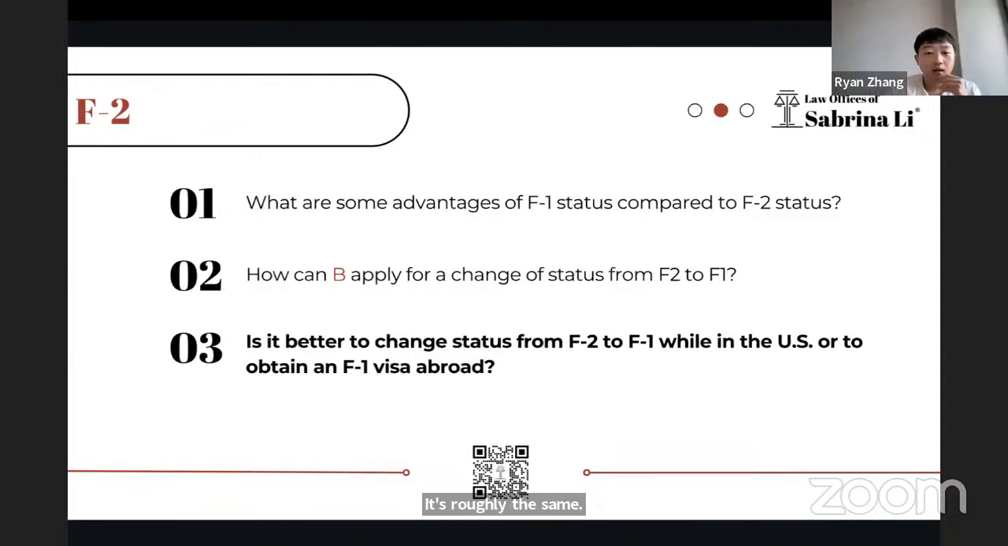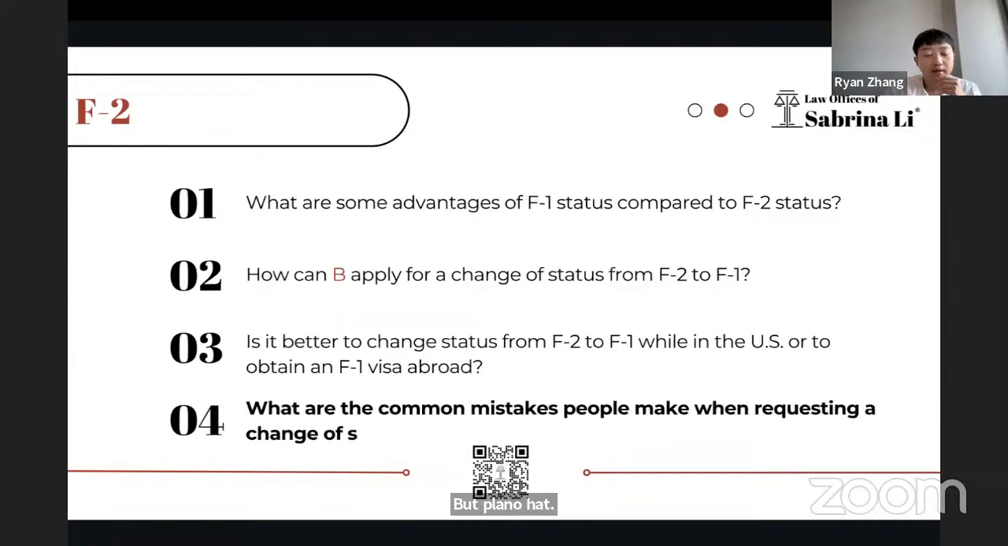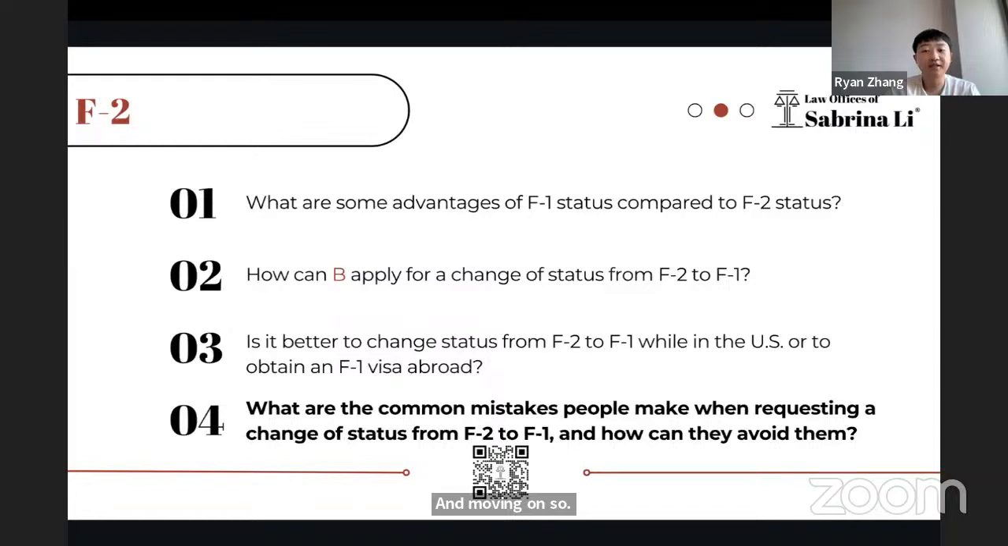For sure. Absolutely. And moving on. So, final question. What are the common mistakes people make when requesting change of status, especially from a spouse visa background? How could they avoid those mistakes?